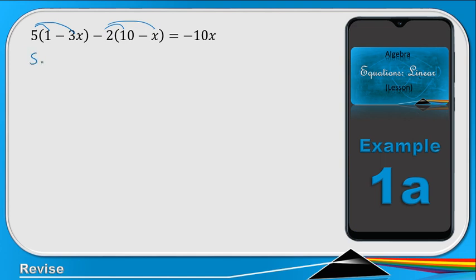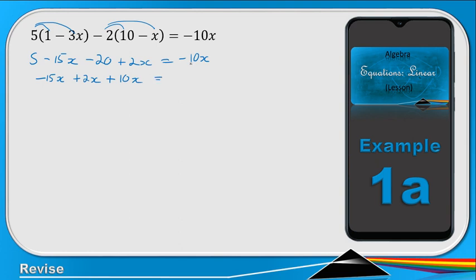This will then give me 5 minus 15x minus 20 plus 2x, when a negative times a negative, equals to negative 10x. Right, and then with linear equations, we always want to get the x's on the one side and the constants on the other side. So this side we've got negative 15x, and then plus 2x. This 10 comes over. When I take it over, the sign changes, so plus 10x.